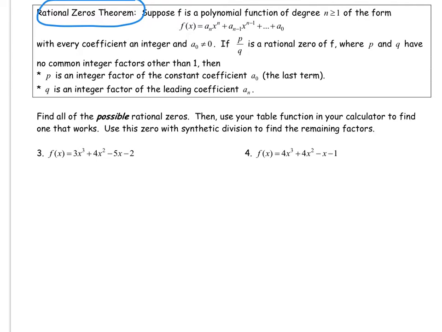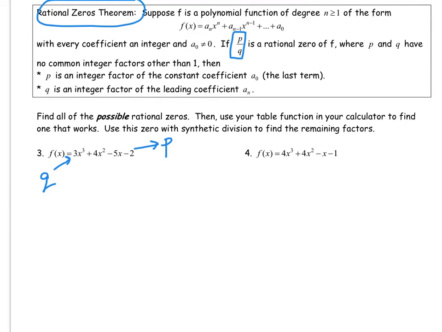So now what we're going to use is the idea of p over q. Now p is the factors of the last number or the constant term. So even if the terms are rearranged a little bit, this negative 2 over here, that's how I'm going to get my p's. And then the q's are the factors of your leading coefficient, so in this case it's a 3.